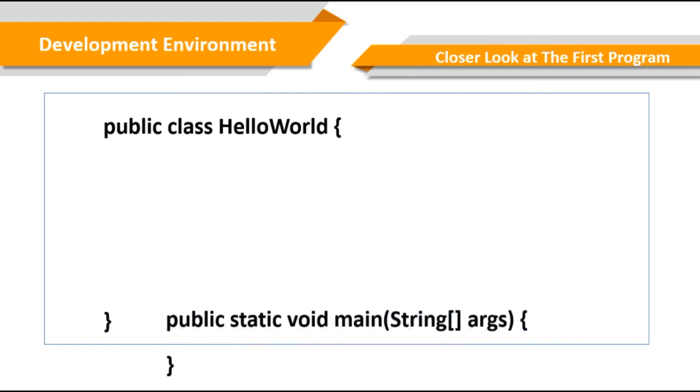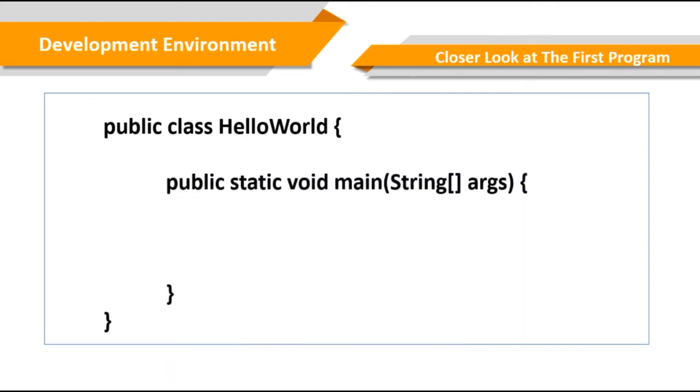Public static void main, String args, or arguments. So this is our next line in the program. In the Java programming language, every application must contain a main method whose signature is, well, just like that. Also, we'll cover how to define a method in Java in the upcoming lectures.